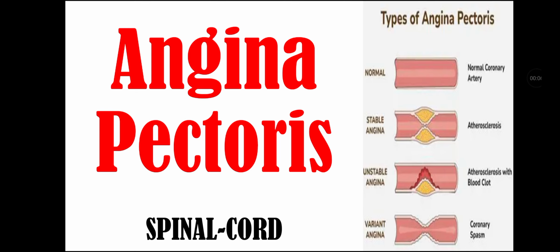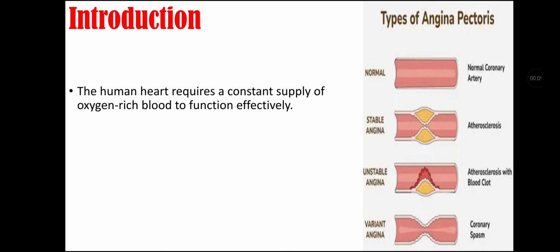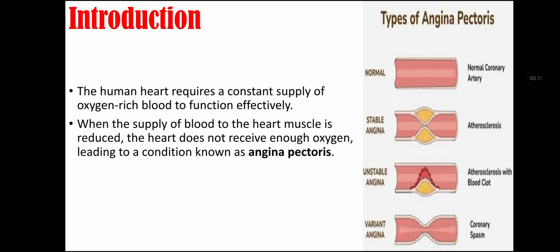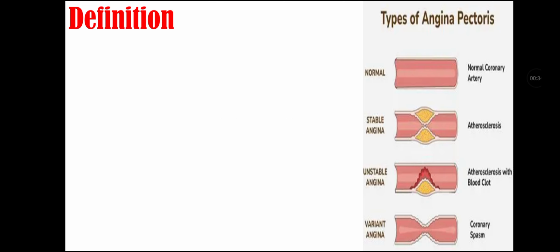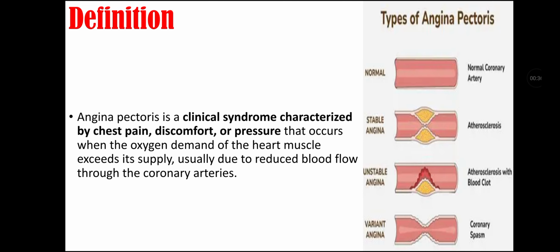So let's start our topic with the introduction. The human heart requires a constant supply of oxygen-rich blood to function effectively. When the supply of blood to the heart muscle is reduced, the heart does not receive enough oxygen, leading to a condition that is known as angina pectoris. It is one of the most common symptoms of coronary artery disease and is often described as a warning sign of an impending heart attack.